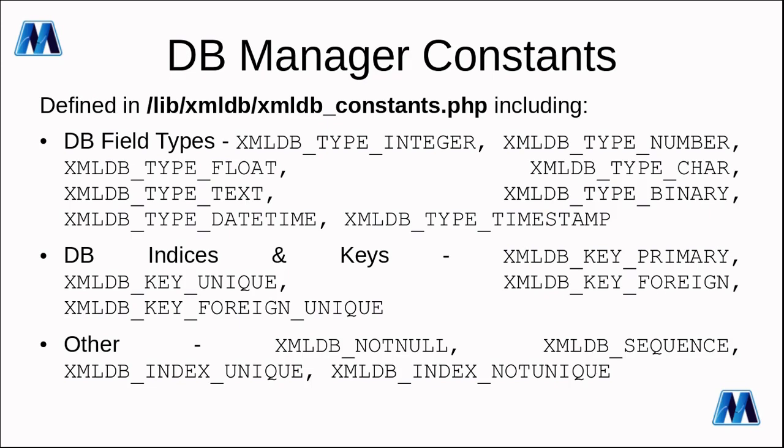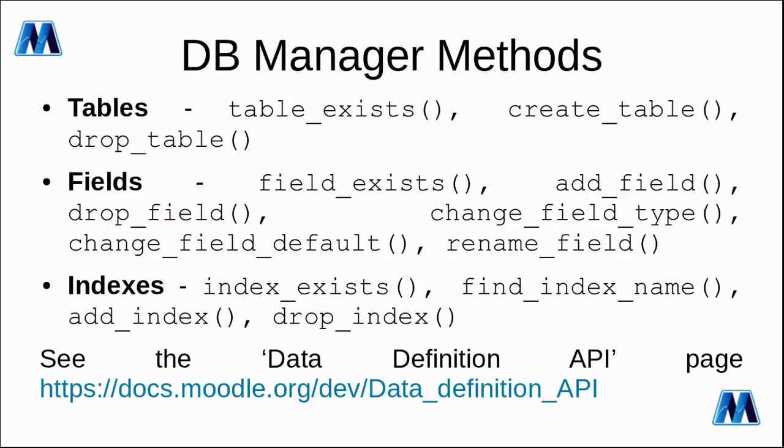There are quite a few constants defined in the manager for the use of the data definition API. So your database field types like integer, number, float, text, etc. Indexes and keys, so key primary, key foreign, index, etc. And then there are other constants like not null, sequence, unique, and not unique. So these are the constants that are used when working with the definition API.